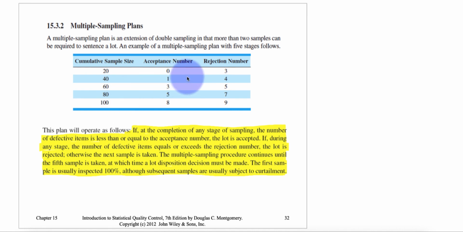We can also make rejection and accepting of the lots before the fifth sample. How can we do that? For example, in the first sample, if we encounter 0 defective, we can accept the lot. Okay, but also let's make another example. In the second sample, for example, if we encounter in total 5 defectives, we are just rejecting the lot. All right. This is the idea of multiple sampling plans.